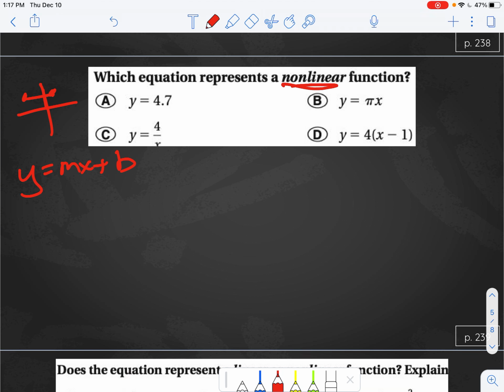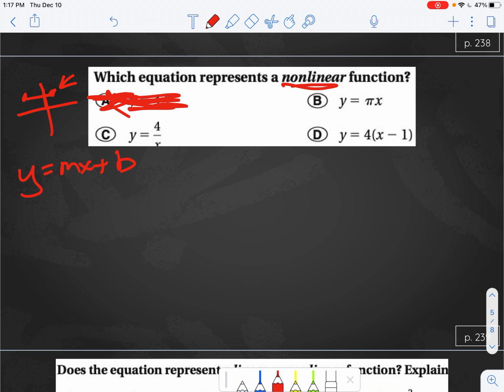Option A: y equals 4.7. Well, that's our special case where the y value just stays the same the entire time. And that is a linear function. There we go, off our list.